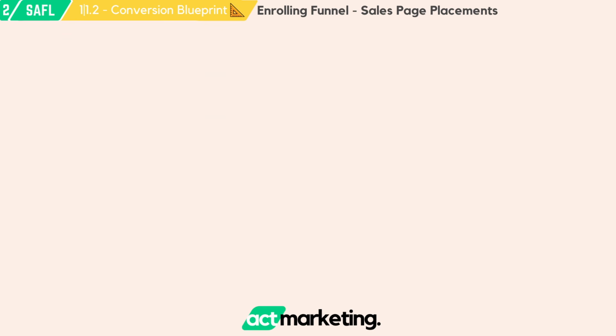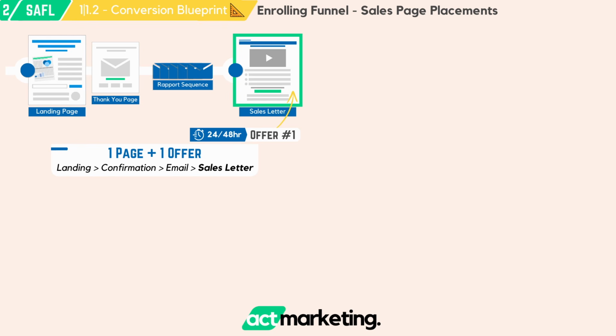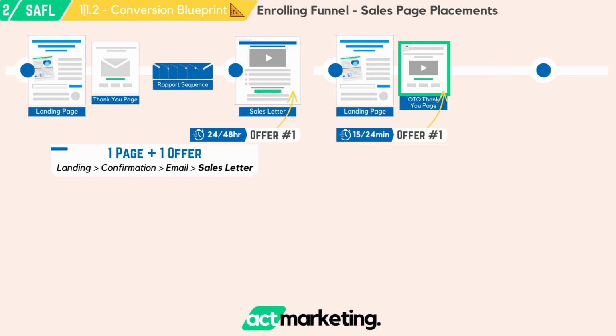Now, the traditional method of using a sales page as part of a sales funnel is we'll have a landing page, we'll have a thank you page, and then we'll have our emails drive traffic to our sales page. So that's option number 1. Option number 2 is instead of having a thank you page, we use something called a one-time offer page or OTO page in place of the thank you page.